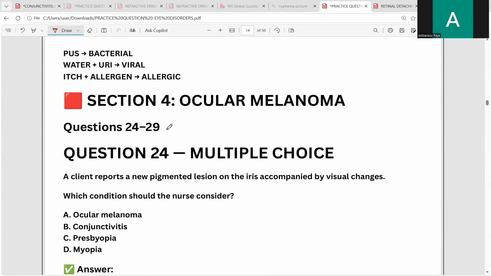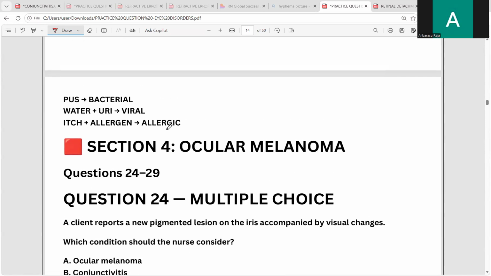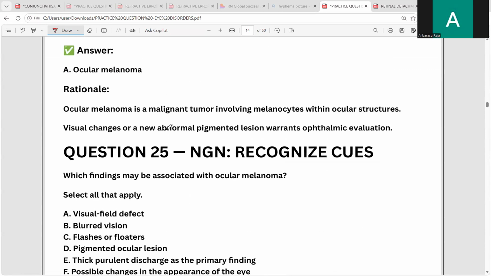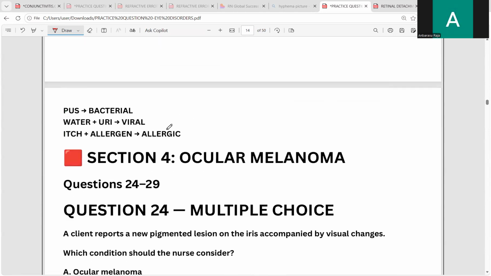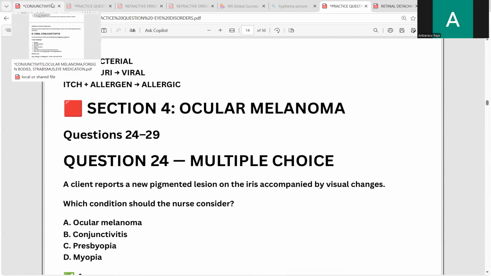So far, I have discussed retinal detachment, macular degeneration, and conjunctivitis. Next topic is ocular melanoma. Ocular melanoma means there may be the presence of an abnormal tumor. Abnormal growth of tissues can occur either in the ciliary body, iris, or choroid layer.